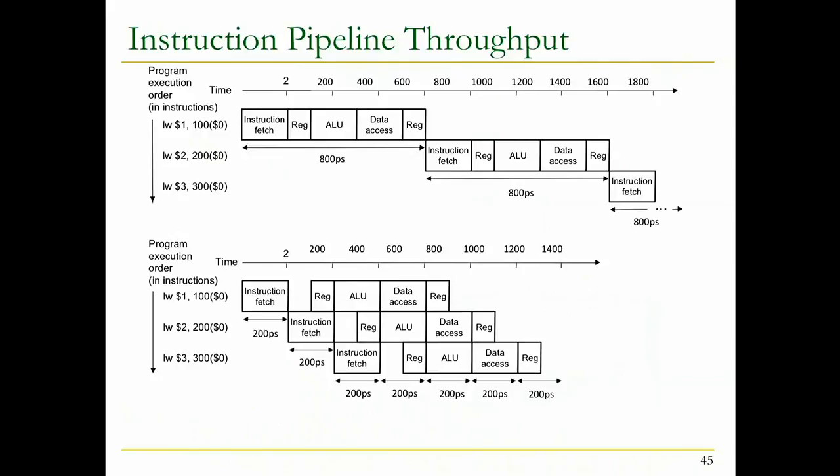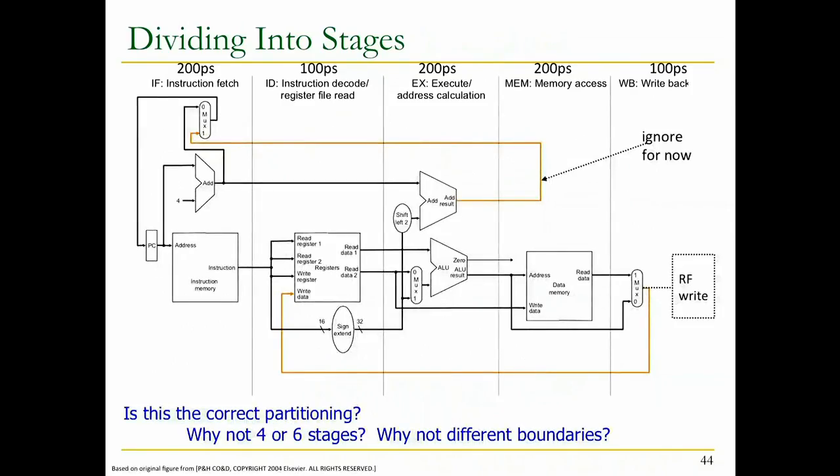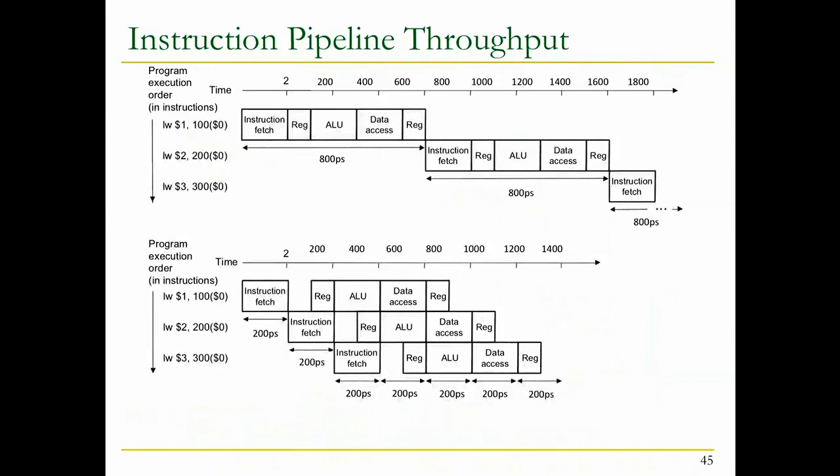So let's look at the throughput of this pipeline. Remember, we divided into 1, 2, 3, 4, 5 stages. So ideally, we expect 5x throughput, right? I'm going to give you three instructions that are independent of each other. 3 loads. This is the single cycle, and this is the performance improvement you get with a pipeline. This is how long it takes. Single cycle machine takes about 2400 picoseconds.